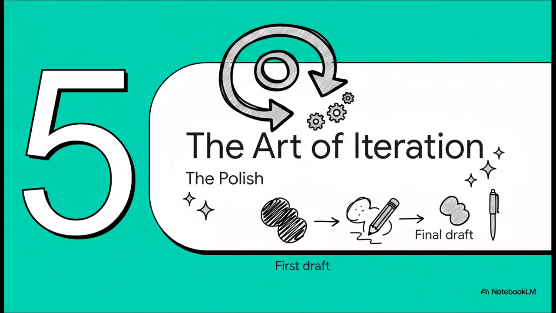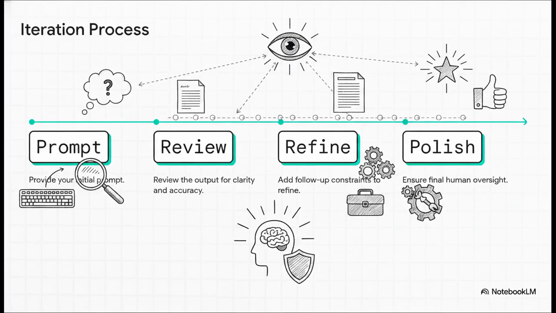And that brings us to our final section. Section 5, the art of iteration, the polish. We really need to remember that first drafts are rarely final drafts. Prompting is a linear, iterative conversation. You kick things off with your initial prompt, you review the output to make sure it's clear and accurate, you toss in some follow-up constraints to refine it, and then you do the final polish.